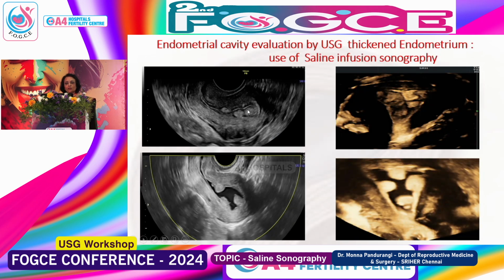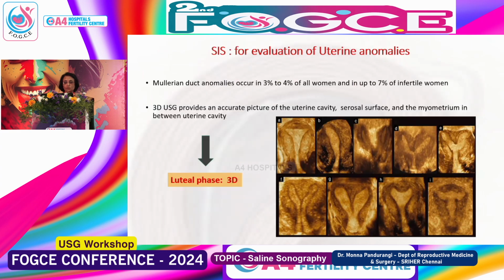Here we thought that these are within the functional layer of the endometrium in this sagittal section, but when we did a SIS, in a few other areas we saw them projecting into the cavity, and that's when you see a beautiful 3D can be obtained, and that's when we resorted to hysteroscopy.